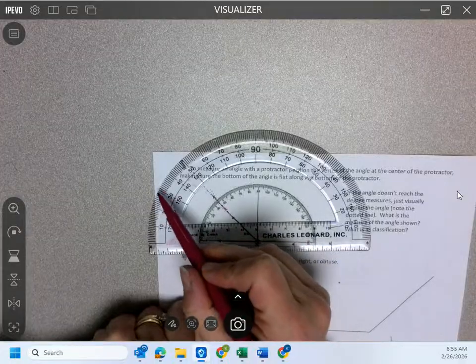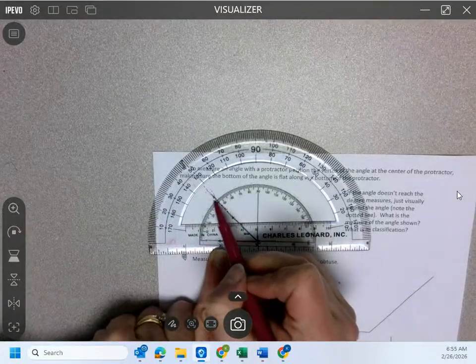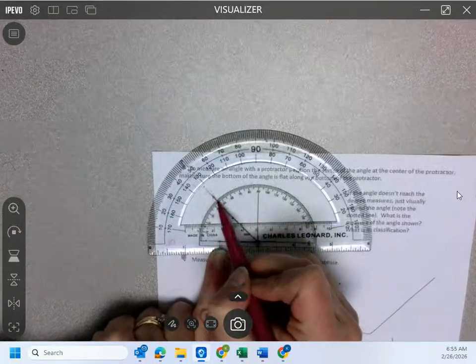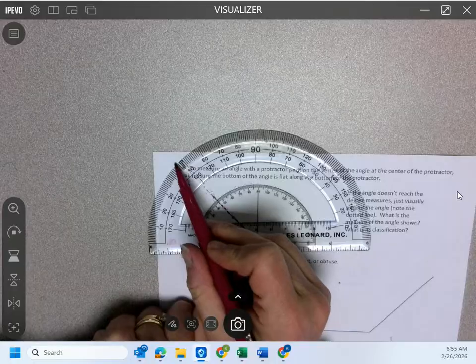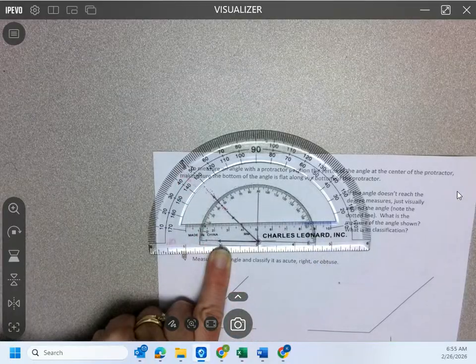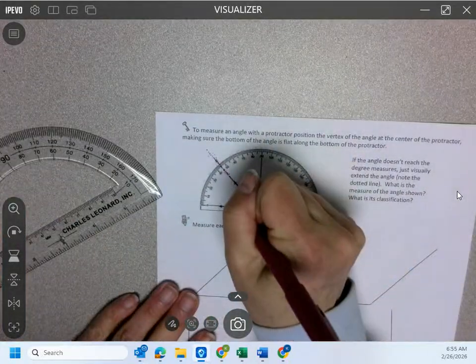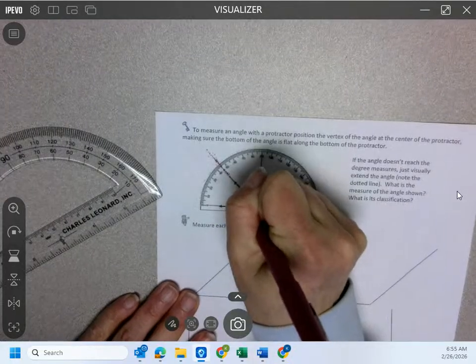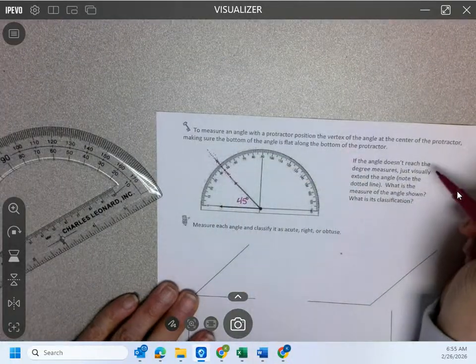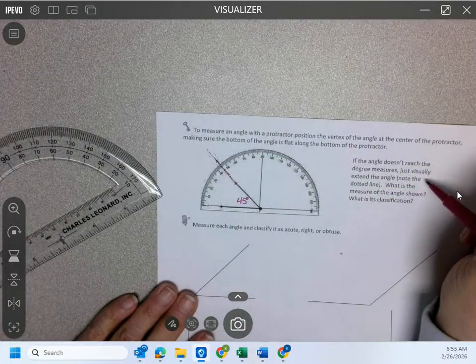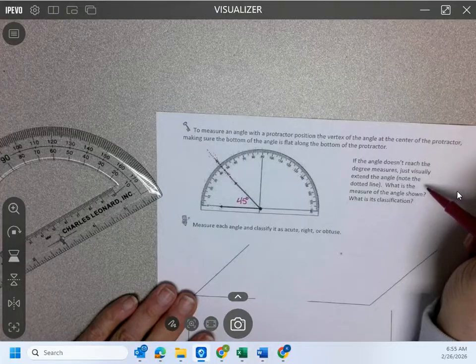Step 4 is follow where that top line of the angle goes on your protractor and write down what angle that would be. So this ended up being 45 degrees. If the angle doesn't reach the degree measure, just visually extend the angle.